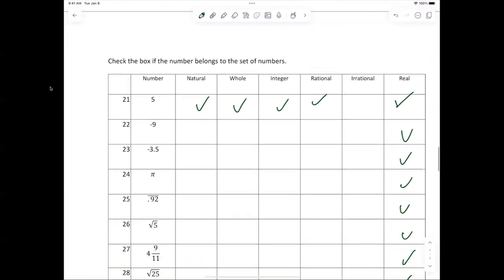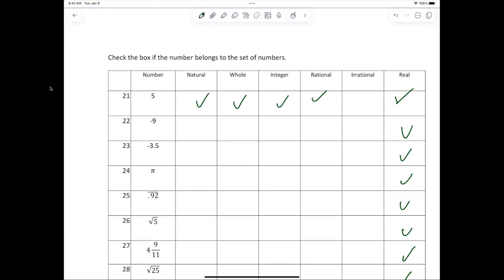Okay, next. -9 is a what? Amaya. I like integer and rational. But remember, only whole numbers are positive, kiddo. Oh. You with me on that, right? So make yourself a little note if you forgot something as you're going. All right, that's why there's lots of practice here.